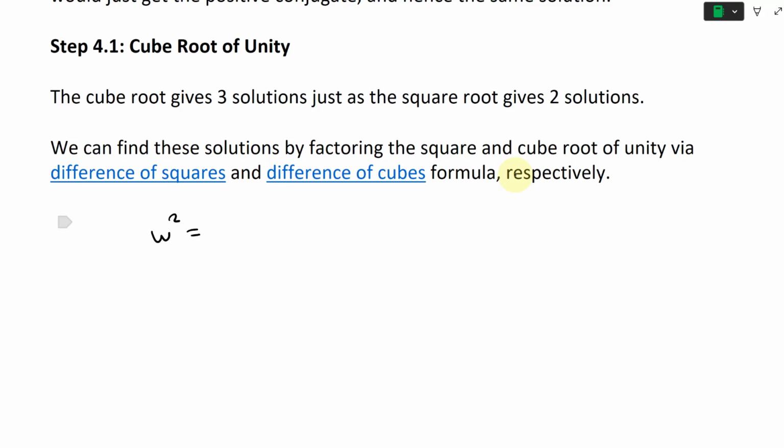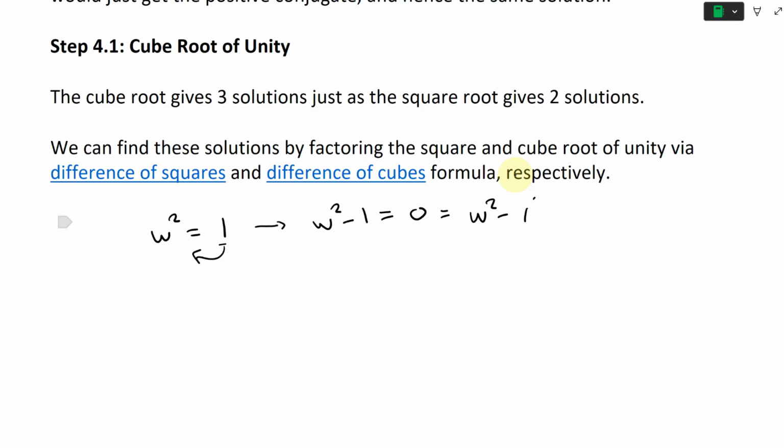square root of unity. This is basically w squared, let's just pick a variable w, squared equals 1. So now what we'll do is move the 1 over to the other side. So we're going to get w squared minus 1 equals 0. And basically write this as a square. So this is going to be a difference of squares, the same thing as writing w squared minus 1 squared.